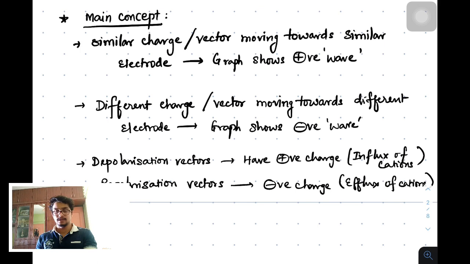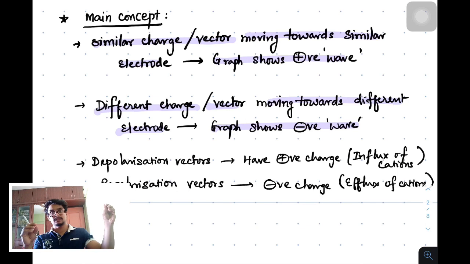Before we move further, we need to know a main concept here. Similar charge or vector moving towards similar electrode, the graph shows it as a positive wave or positive deflection. Different charge or vector moving towards different electrode, the graph shows a negative wave. So similar charge moving towards similar electrode will be a positive wave. If a similar charge is moving away from a similar electrode, then it will be a negative wave. But if a different charge is moving towards a different electrode, then it will be a negative wave again. So that's how the concept works.